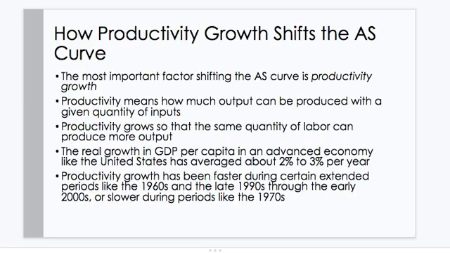Try working it out. How productivity growth shifts the AS curve. The most important factor shifting AS is productivity growth. Productivity means how much output can be produced with a quantity given of inputs. Productivity grows so that the same quantity of labor can produce more output. The real growth in GDP per capita in an advanced economy like the United States has averaged about 2 to 3% per year. Of course, it's lower now with the pandemic. Productivity growth has been faster during certain extended periods like the 1960s and the late 1990s through the early 2000s, or slower during periods like the 1970s.